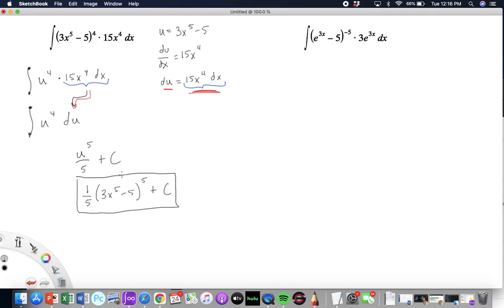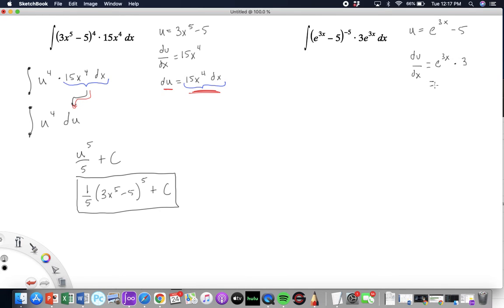All right, so let's look at maybe a more complex one here. So we have this one here. First we're going to identify u. u is e to the 3x minus 5, and then du/dx. If you recall, the derivative of any kind of exponential function with e is we take the same thing, e to the 3x, times the derivative of the exponent, which would be 3.